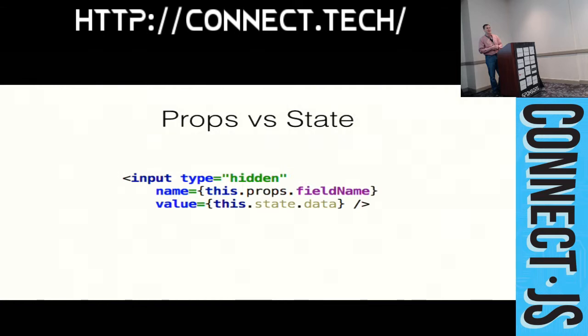So React gives you two methods here, essentially. Get default props, which will basically set up your props, so if the user doesn't pass in something, you can make sure it's set. And get initial state. Get initial state allows you to set up whatever setup you need to do.